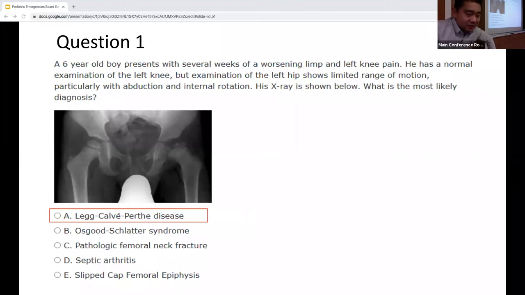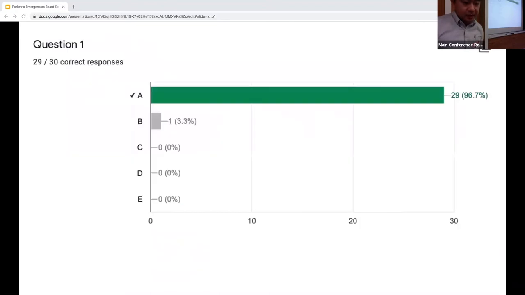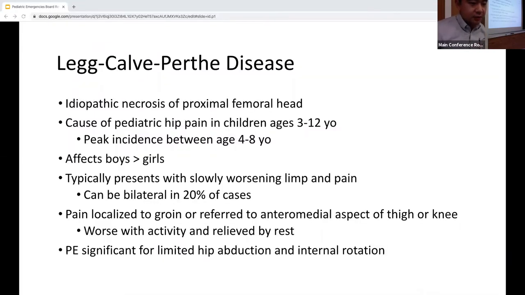As you can see, the left femoral head is very malformed. And the vast majority of you got this question right, so congratulations. So just to go over Legg-Calvé-Perthes, it's an idiopathic necrosis of the femoral head, mostly in the pediatric age, young kids around 3 to 12, usually affecting boys more than girls.